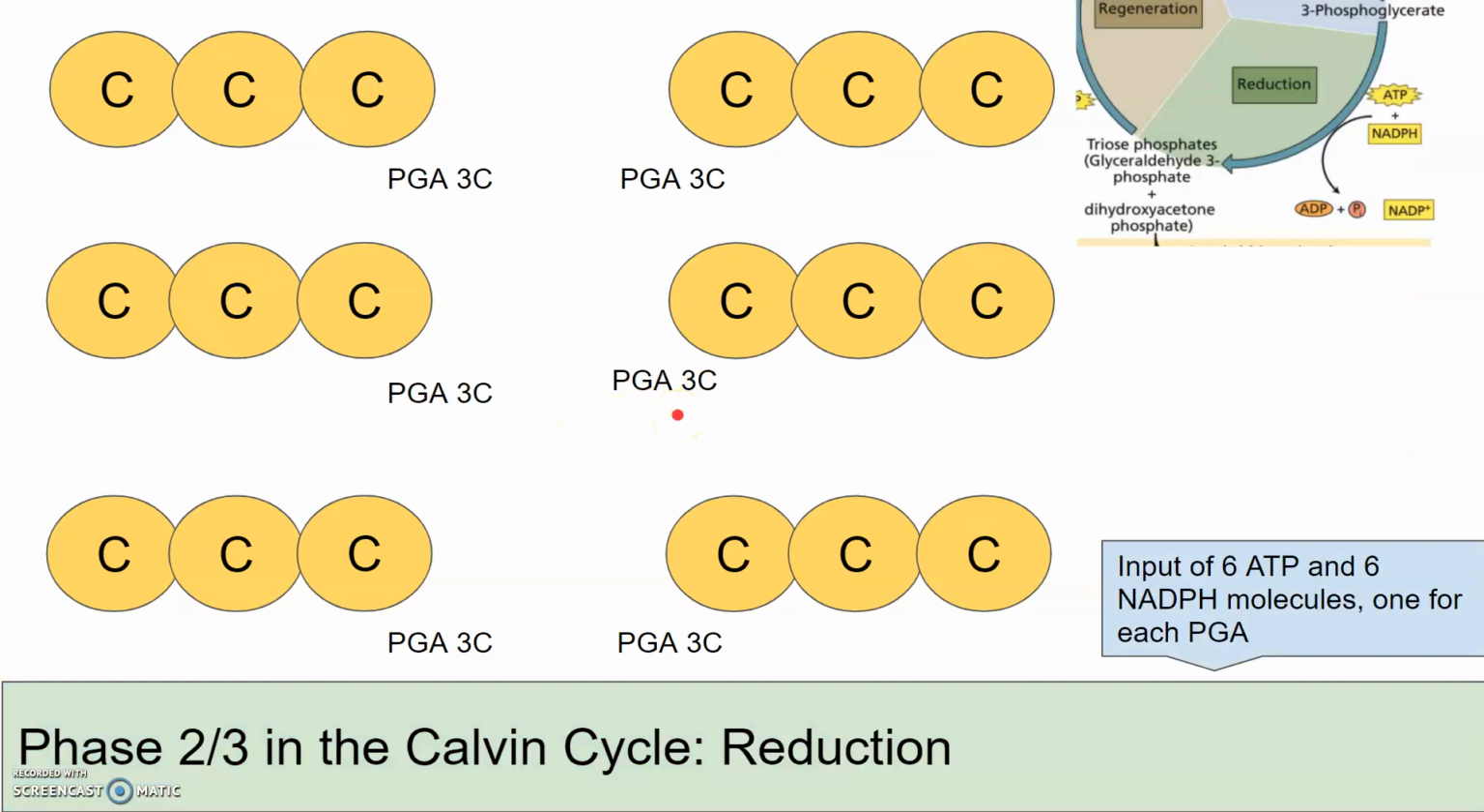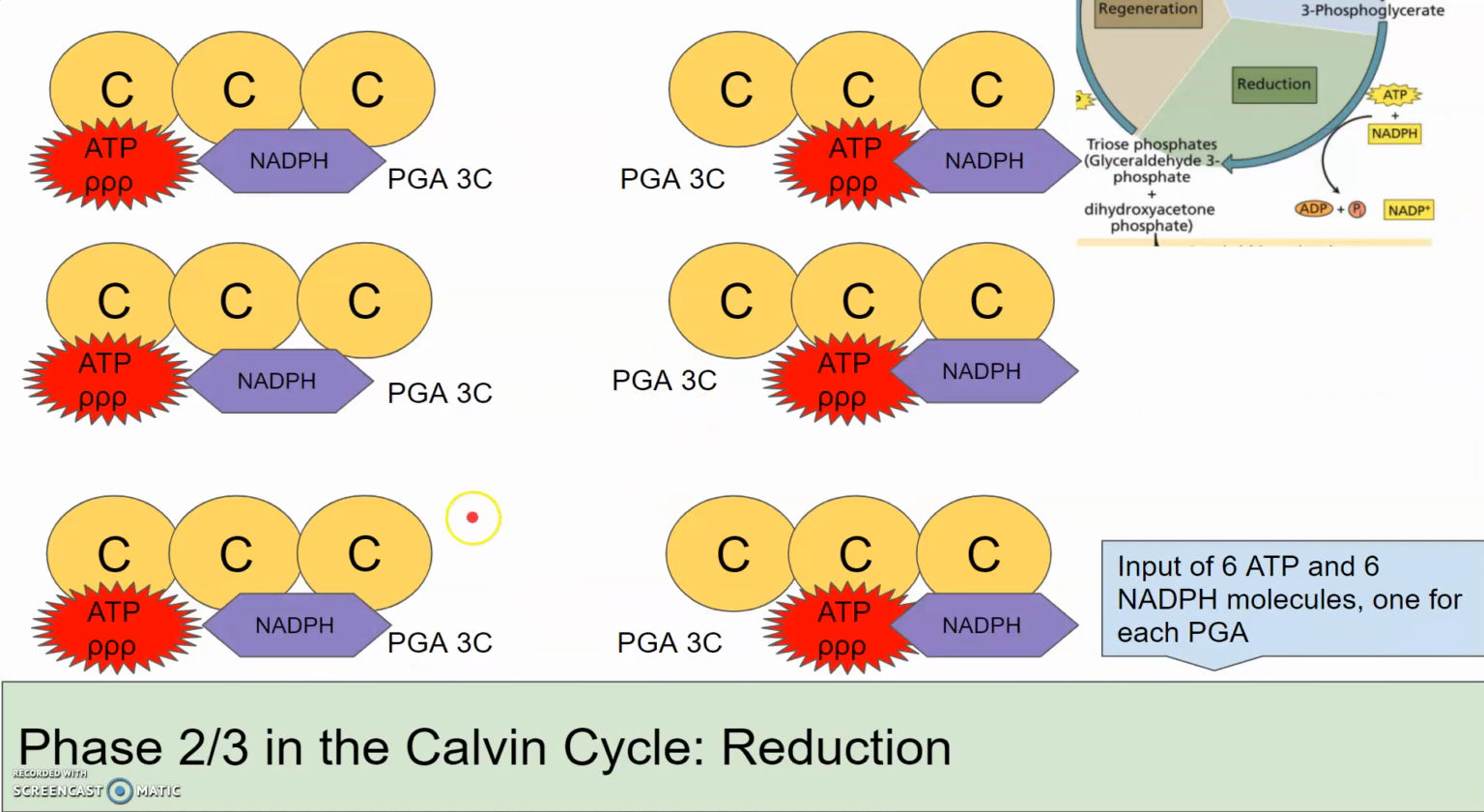For the second phase of the Calvin cycle, called the reduction phase, we're starting with those same 6 molecules of PGA from the previous phase. And now we're inputting 6 molecules of ATP and 6 molecules of NADPH. So 1 ATP and 1 NADPH molecule for each molecule of PGA. Remember, the ATP and NADPH molecules are inputs. As you can see here, they're not recycled. We have to take these from somewhere else, and in this case, the ATP and NADPH molecules come from the light reactions. So let's see what we do with those.